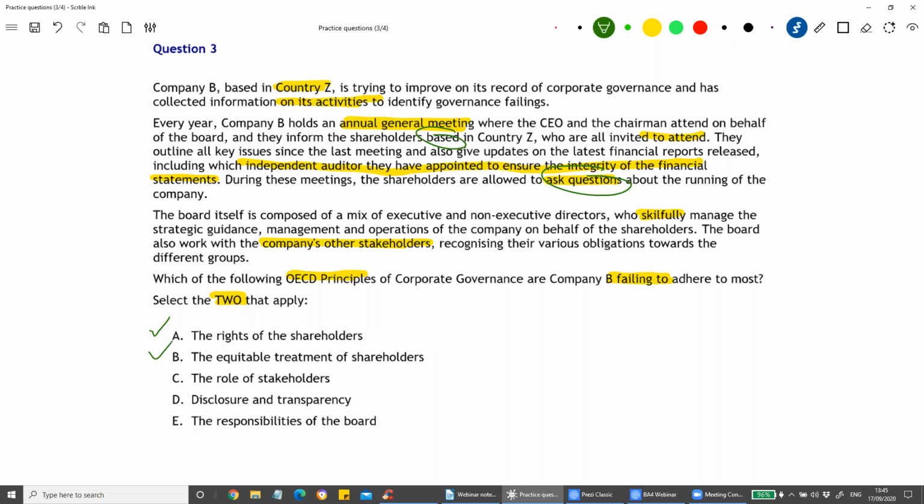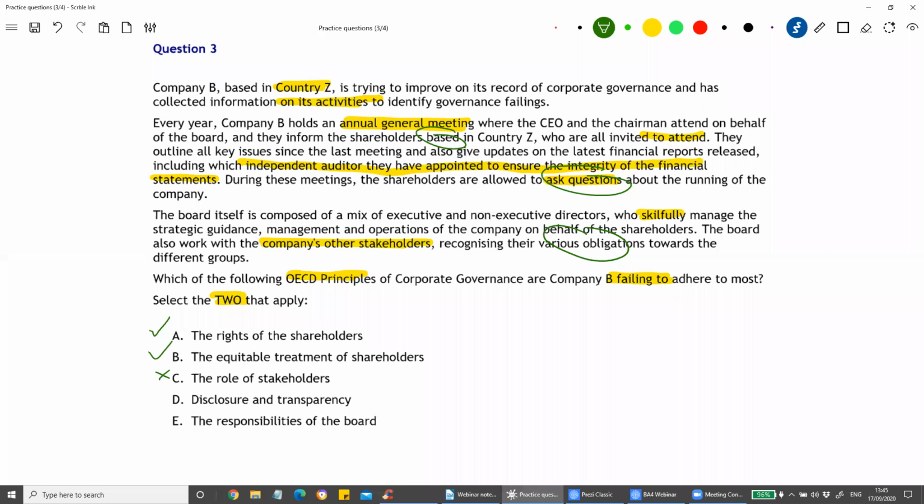So we can see we're having to give a real close reading of this text to make sure we're getting all these elements. And then we can move on to our other options. So hopefully these are all wrong, because otherwise we've made a mistake somewhere. Let's have a look at the role of stakeholders first of all. So we know the board should recognize their obligations to stakeholders, and we do see, don't we, that the board works with the company's other stakeholders and recognizes their various obligations towards the different groups. So I think they are adhering to those principles. So let's put a cross by this one.